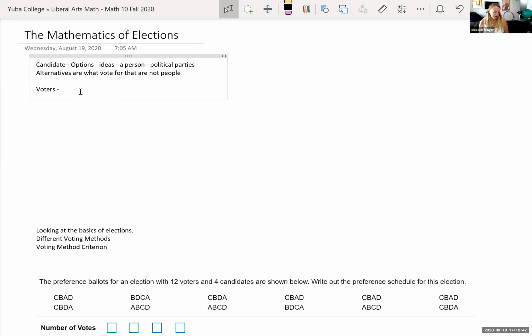The number of voters in an election can change from very small, as few as 3 or 4, to very large, hundreds or millions. In this section, we'll see examples of both. Okay. So voters are people who have a say in an outcome.